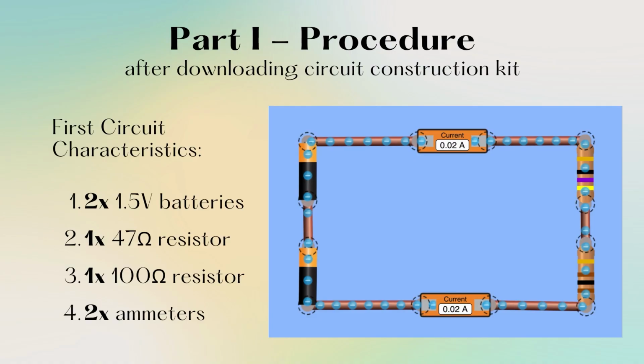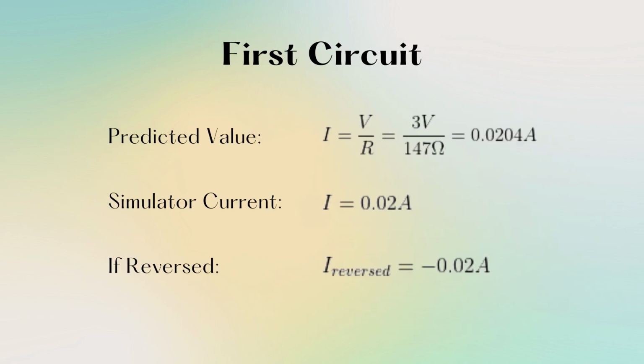Now let's go through the procedure for Part 1 of the lab upon installing Java and downloading the circuit construction kit. The first circuit we will make will have two 1.5 volt batteries, a 47 ohm resistor, a 100 ohm resistor, and two ammeters arranged in this manner. Using Ohm's law, we predict our current output to be around 0.0204 amps, which it is. As you saw, the ammeters read 0.02 amps.